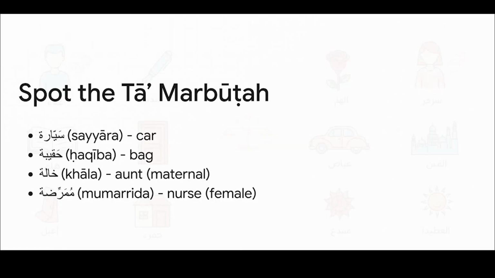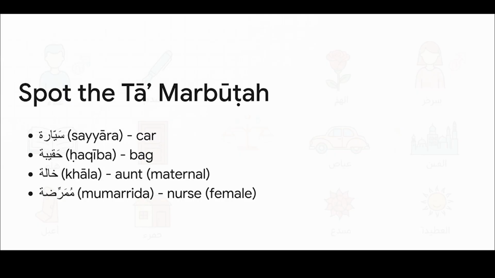And once you start looking for it, you'll see this pattern is just everywhere. A car, sayyara, feminine. A bag, haqiba, feminine. A maternal aunt, khala, you got it, feminine. A female nurse, mumarrida. Yep, feminine again. See how that little ta just keeps showing up at the end?